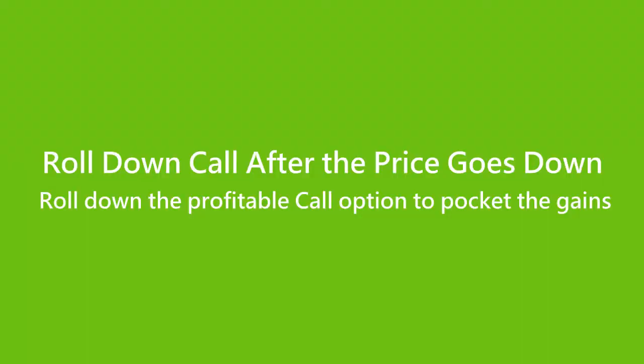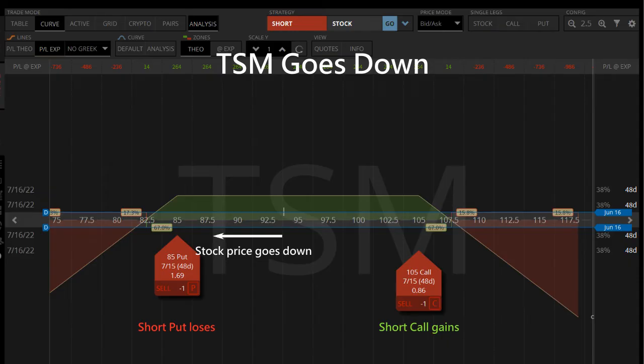If the stock price goes down before the strangle expires, we can roll down the profitable call option to pocket the profit. If the TSMC stock price goes down, our short call becomes profitable due to a lower delta, while the short put on the other side loses because of an increase in delta.